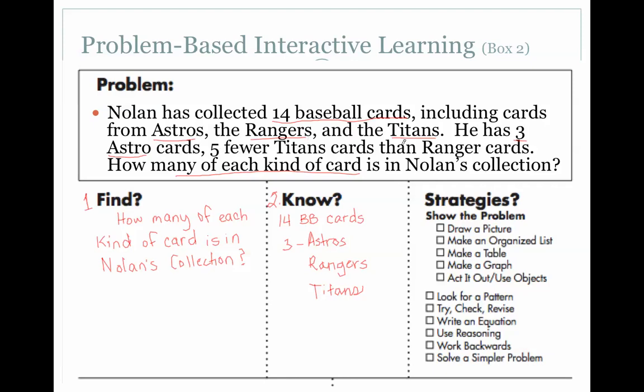5 fewer Titan cards than Ranger cards. Well, that doesn't really tell me that the Titans have 5. It says 5 fewer, which means whatever the Rangers have, the Titans have 5 less. So I'm going to write that down here. 5 fewer. So this is a W. Titans. Than the Rangers.